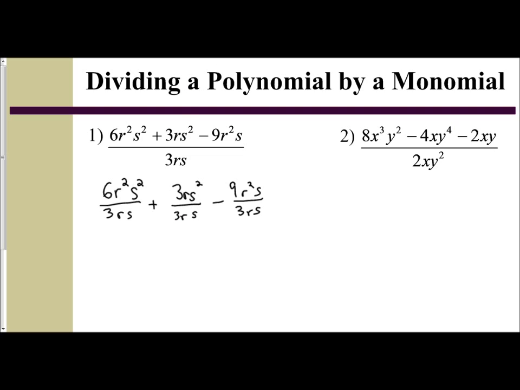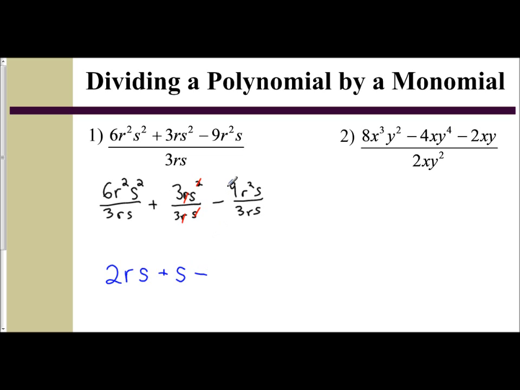So take a look. Remember, with your coefficients, you just treat it like a fraction. So 6 divided by 3 is 2. r squared over r would be an r on the top. s squared over s would be an s on the top. And then we take a look. 3 divided by 3 is 1, so we're not going to show our coefficient of 1. The r and the r cancel out. There's one s on the bottom, but there's 2 on top, and so you're going to be left with 1s on top. And so 1s, which is just s.